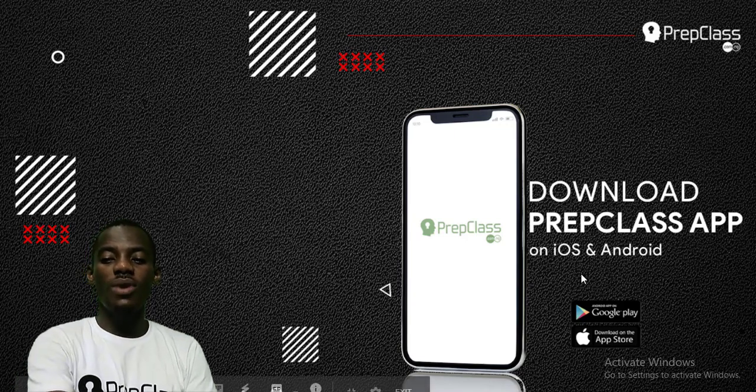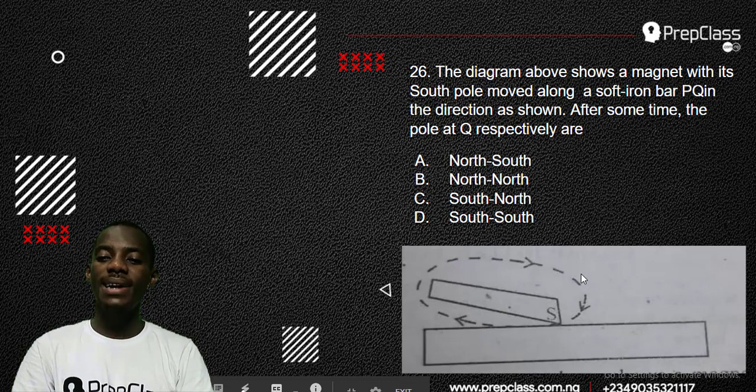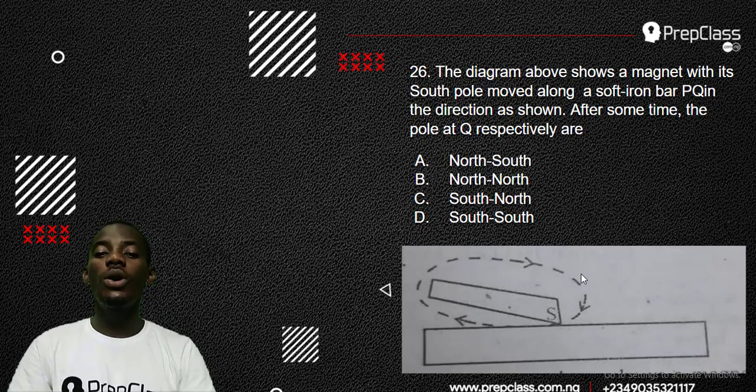Now let's check out number 26. Number 26 says the diagram above shows a magnet with its south pole moved along a soft iron bar PQ in the direction as shown. After some time, the poles at P and Q respectively are what?